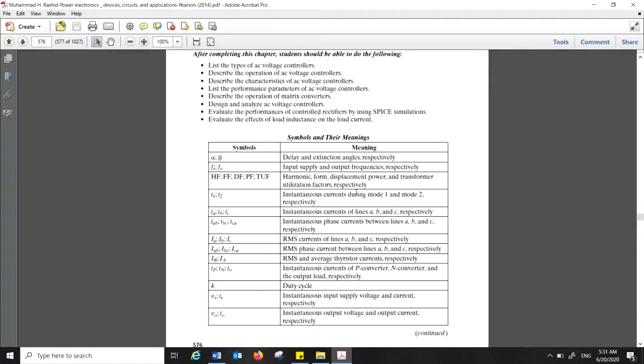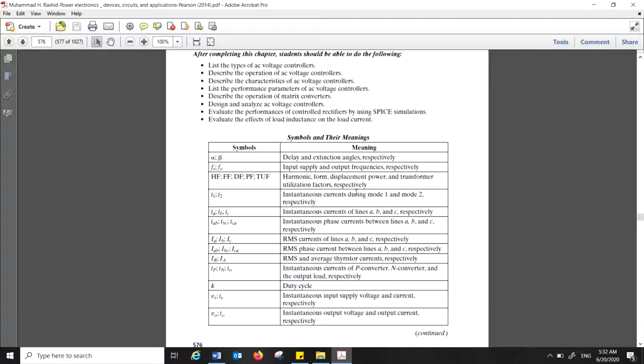There are some parameters like alpha and beta; these are the firing or extinction angles. Frequency: Fs is the source frequency, and f is the output frequency. You already know these terms: HF, FF, DF, PF, TUF, the transformer utilization factor, power factor, displacement factor, form factor, and the harmonic factor.